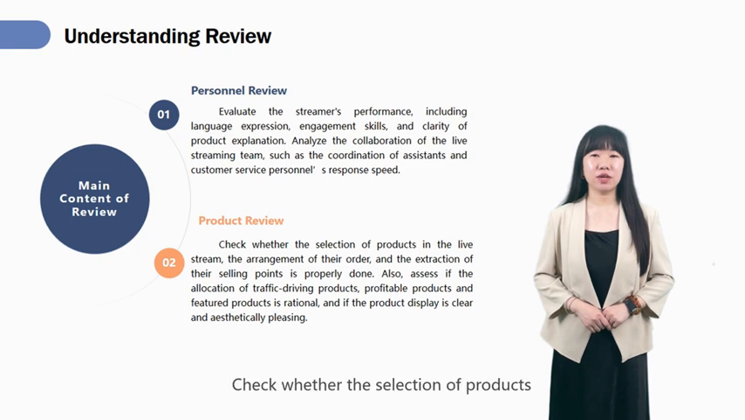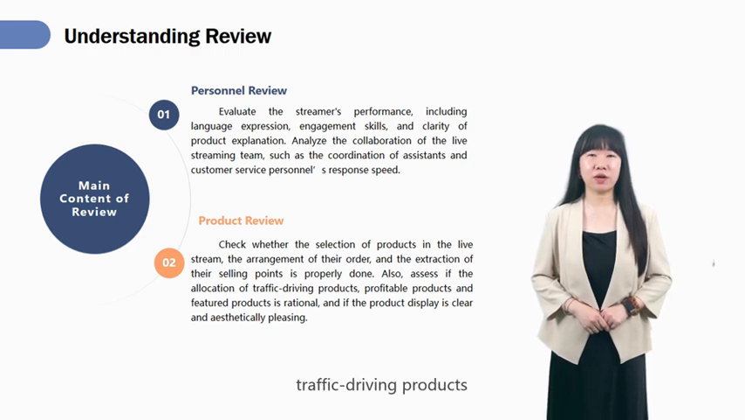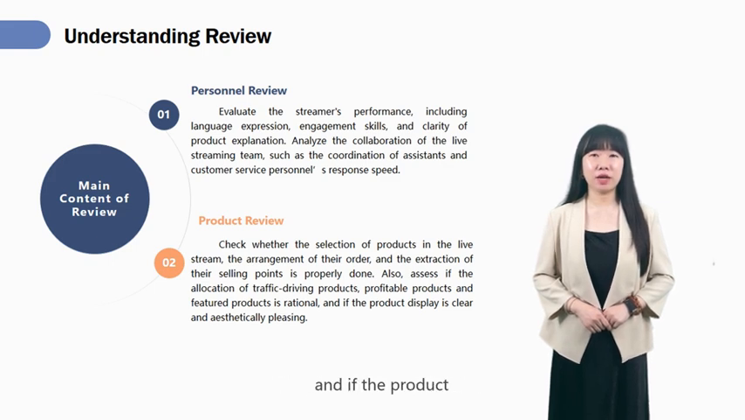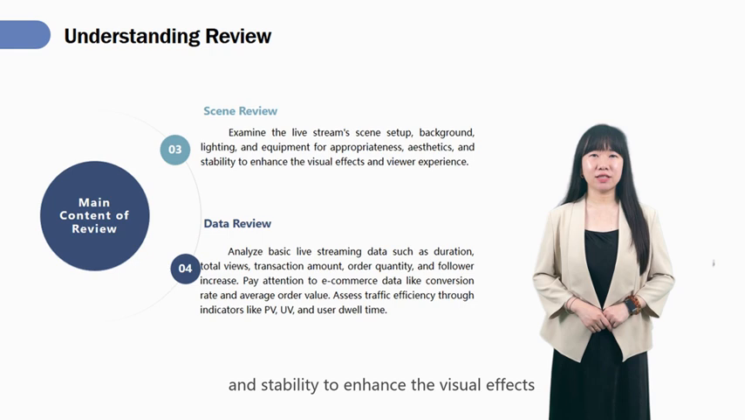Product review. Check whether the selection of products in the live stream, the arrangement of their order, and the extraction of their selling points is properly done. Also, assess if the allocation of traffic-driving products, profitable products, and featured products is rational, and if the product display is clear and aesthetically pleasing. Scene review. Examine the live stream's scene setup, background, lighting, and equipment for appropriateness, aesthetics, and stability to enhance the visual effects and viewer experience.